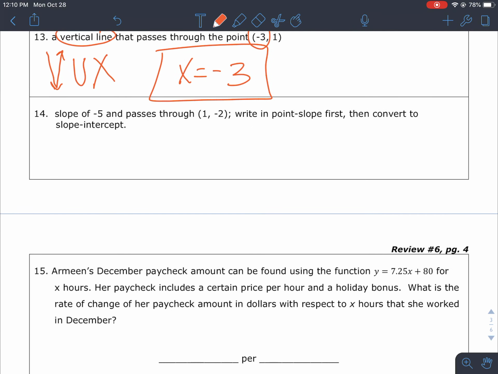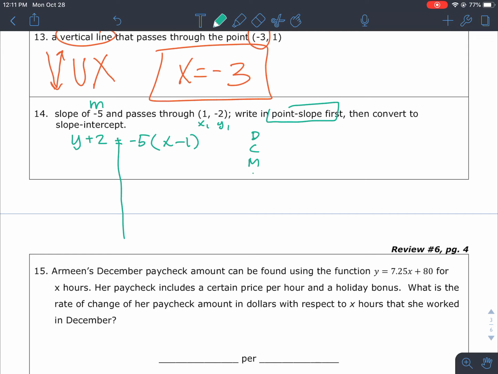14, a slope of -5. I'm going to label slope with M. And it passes through the point 1, -2. Write it in point slope form first and then convert it. So that's my x1 and my y1. So to start off, I'm going to say y minus y1. So if y1 is -2, a negative minus a negative is a positive. Sorry, when I'm subtracting a negative, it's a positive. And x minus x1. Okay, that is point slope, and now I'm going to convert to slope-intercept.